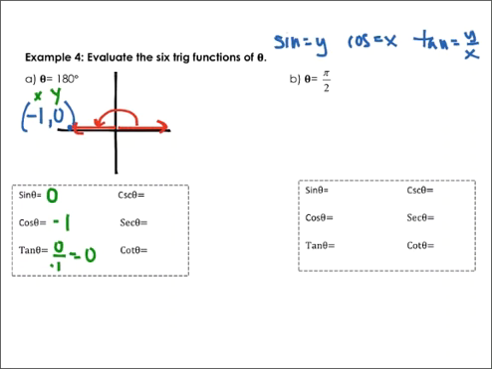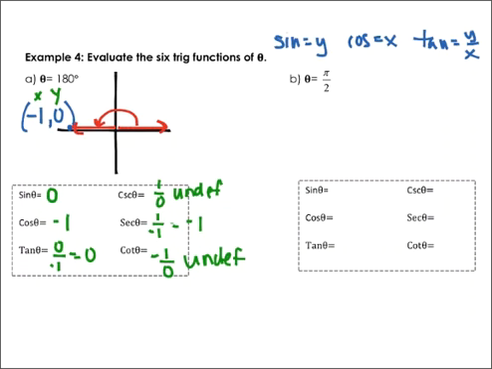Remember cosecant is just 1 over sine. 1 over 0 is undefined, so it won't be possible there. Secant would be 1 over -1, which is just -1. Remember, secant is the reciprocal of cosine. Cotangent is the reciprocal of tangent, so that would be -1 over 0. Again, you can't divide by 0, so that's undefined. Kind of a cool thing, when you start graphing cosecant and cotangent graphs, you can actually have asymptotes on these, so don't worry about that right now.